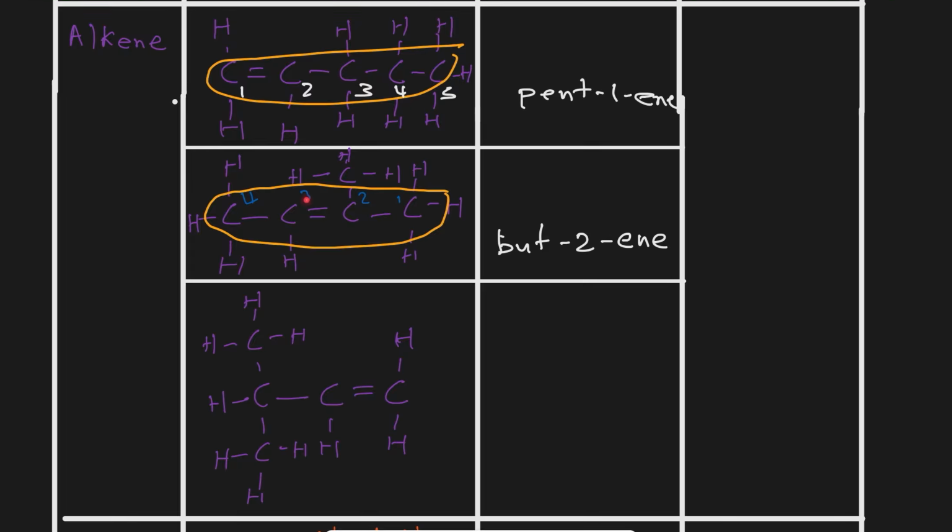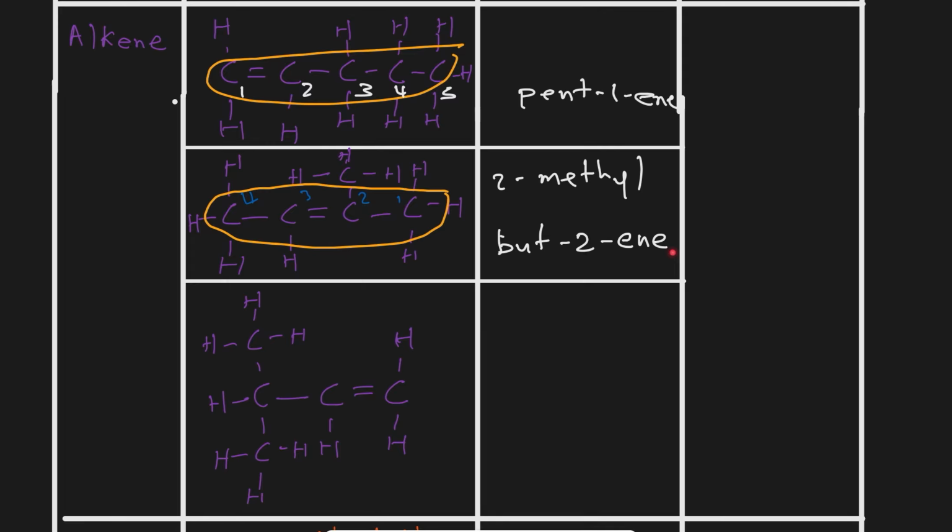So now we're going to name the branch. This branch is attached to the second carbon of the main chain, so that is going to be 2. But what is going to be the name of that branch? This branch has 1 carbon, so that is going to be a methyl. So the name of this organic molecule is going to be 2-methylbut-2-ene. That is how you will name that particular alkene.